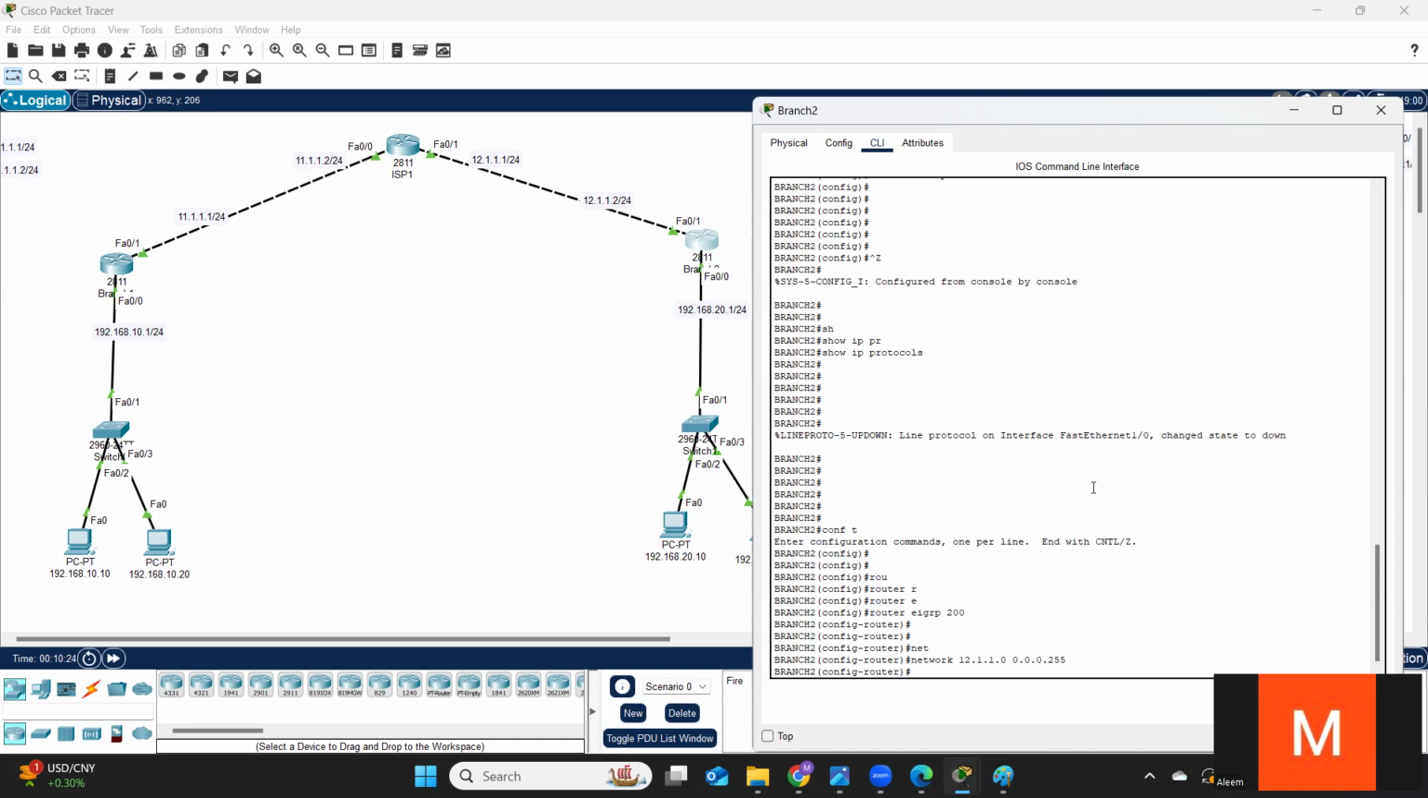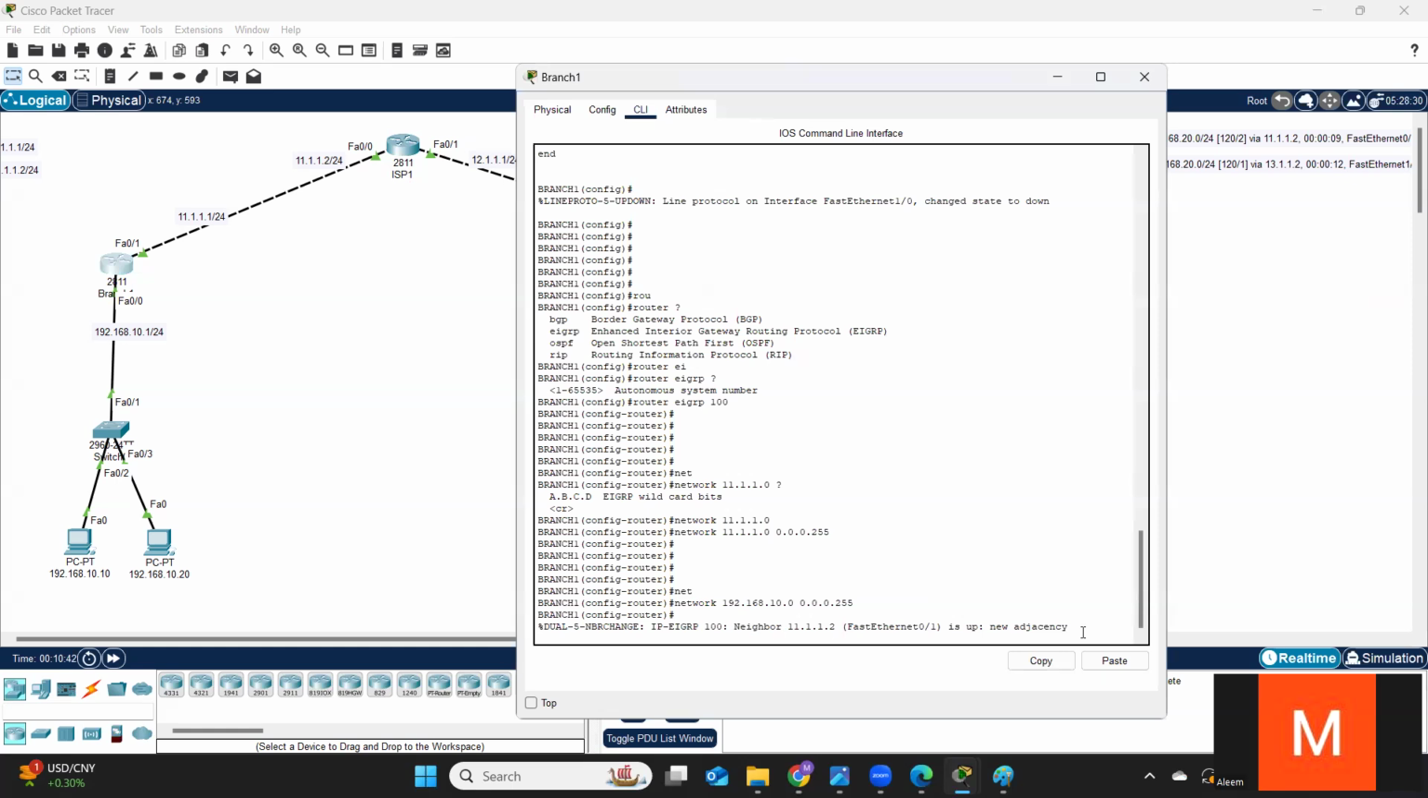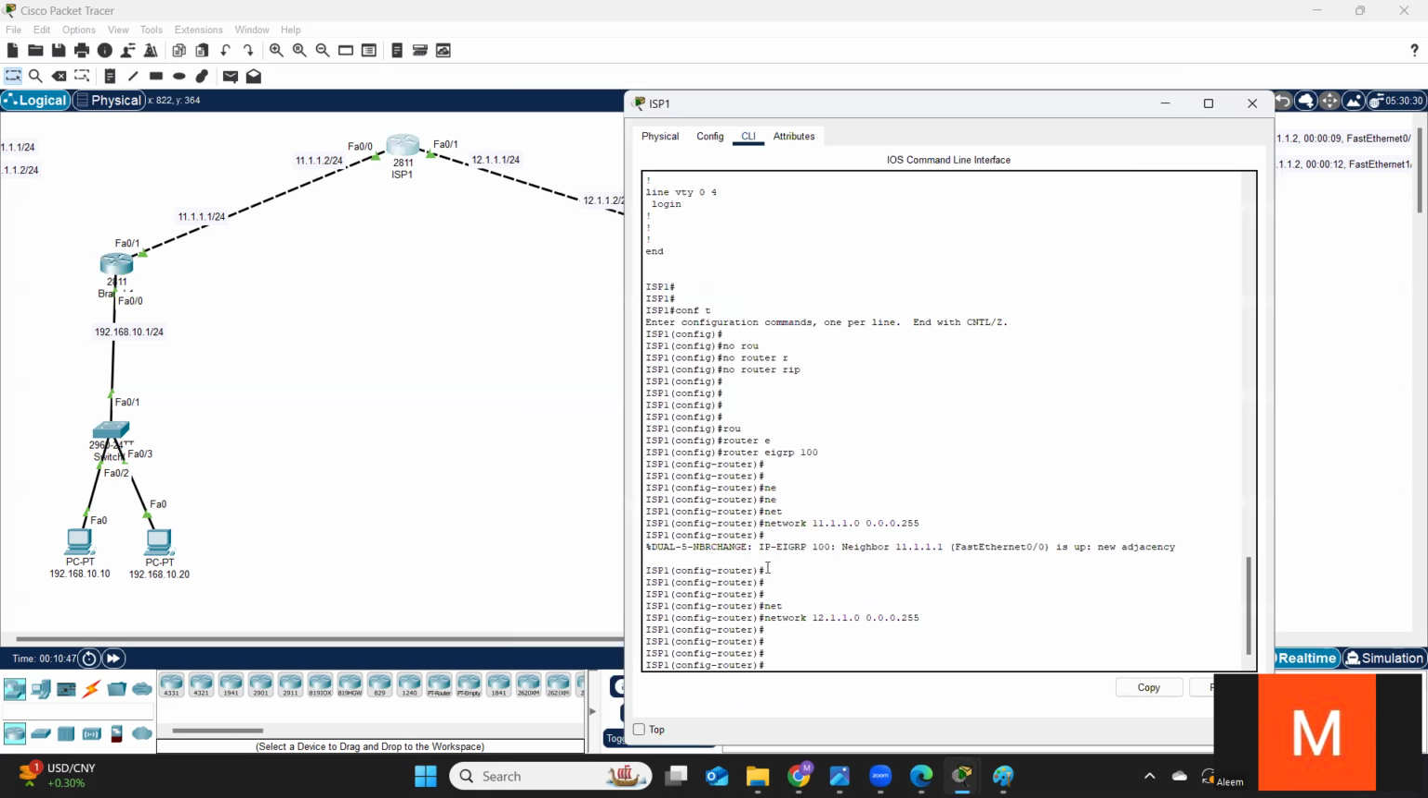Anyone can answer it. What is the reason behind why they are not forming the neighborship? Earlier, the neighborship is formed within a fraction of a second. Can verify. Just I have hit enter, they form the neighborship, but now neighborship is not formed. Anyone can troubleshoot it.